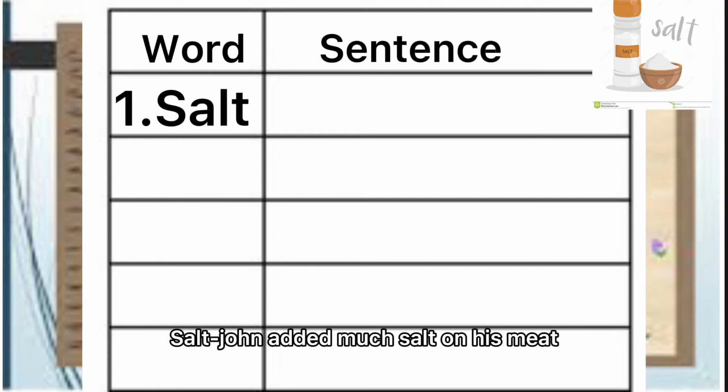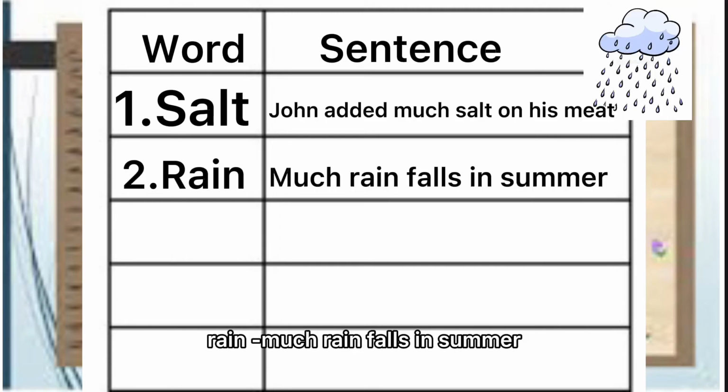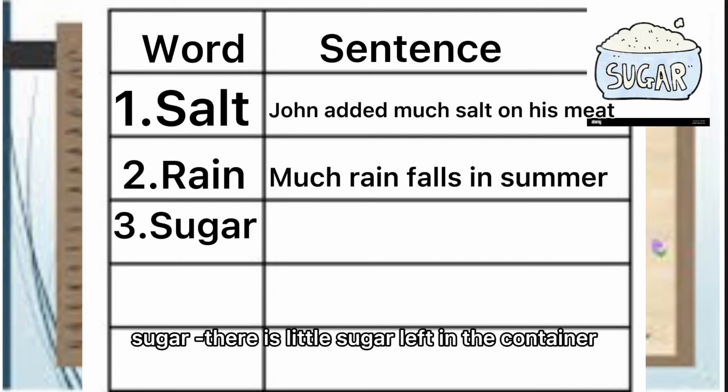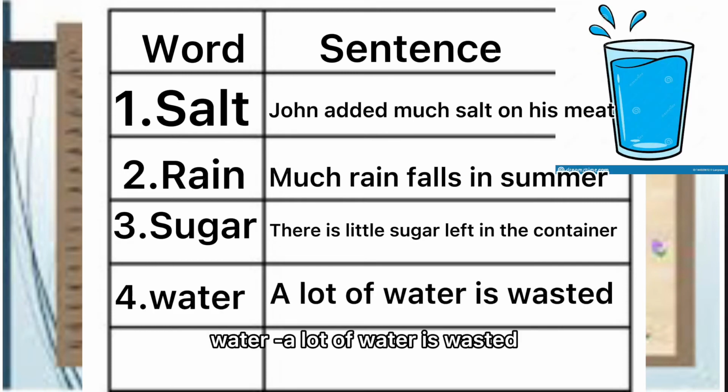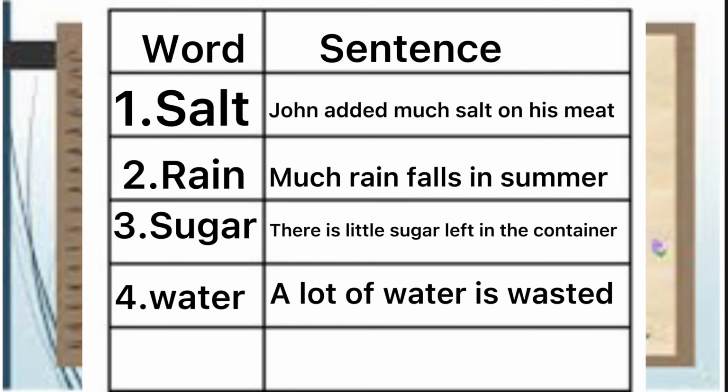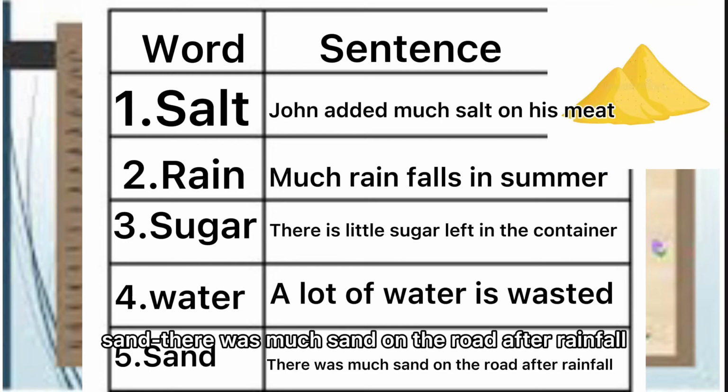Salt. John added much salt on his meat. Rain. Much rain falls in summer. Sugar. There is little sugar left in the container. Water. A lot of water is wasted. Sand. There was much sand on the road after rainfall.